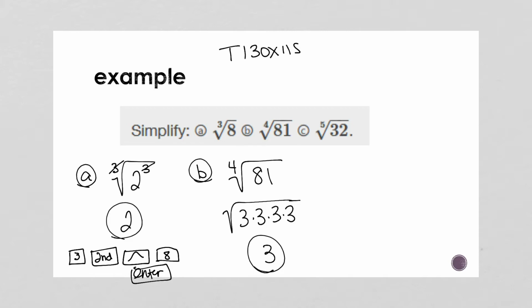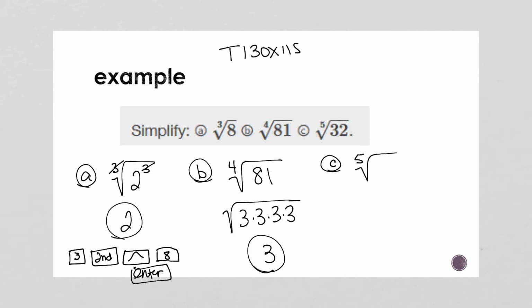All right, again, if you're doing your calculator, you would hit 4, don't hit 3 this time, you would hit 4, then second, the caret button, and then 81, and then enter. And you should get 3 there. All right, let's do part C.